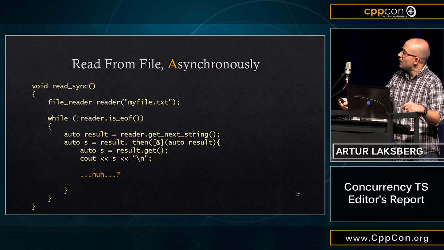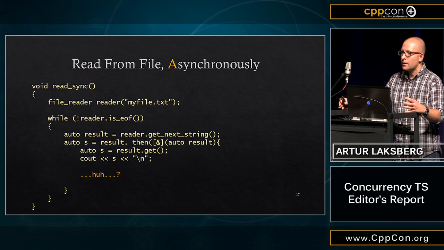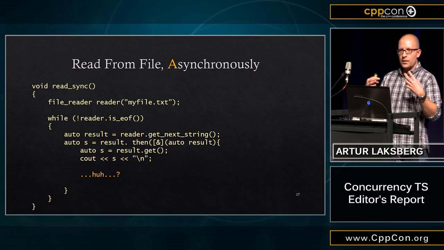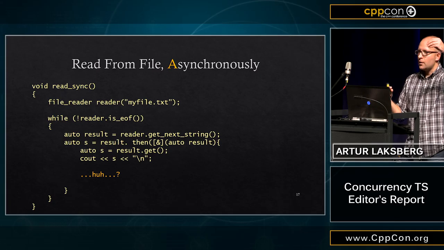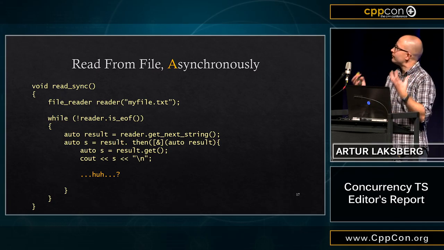So in this case, I'm attaching a continuation to the result. I'm getting the value. And then I have to do something else here, right? But this being an asynchronous lambda, this is where it becomes more difficult. I cannot jump out of a lambda into the middle of the loop, right? Especially an asynchronous lambda. So what do we do?